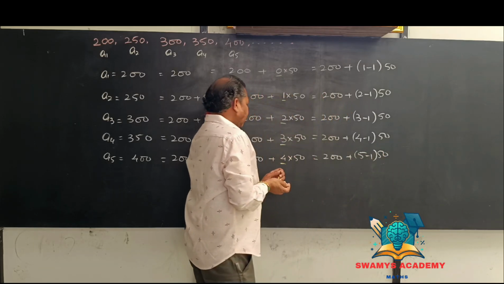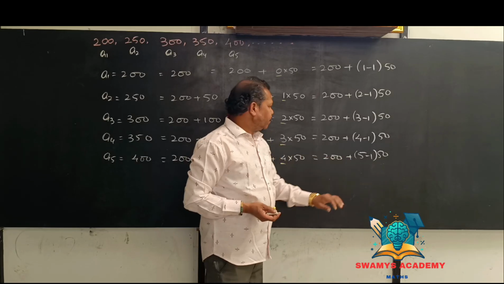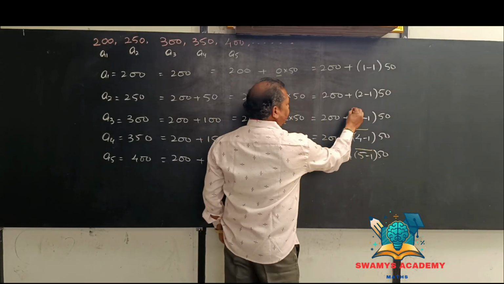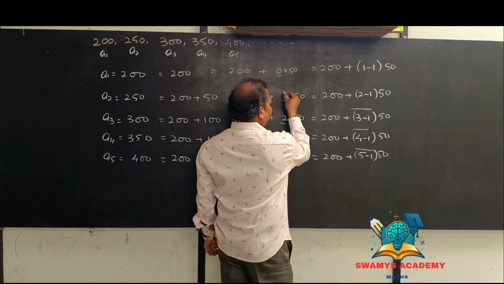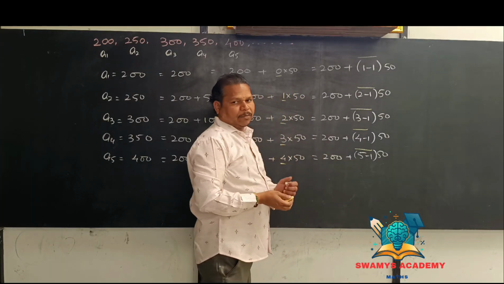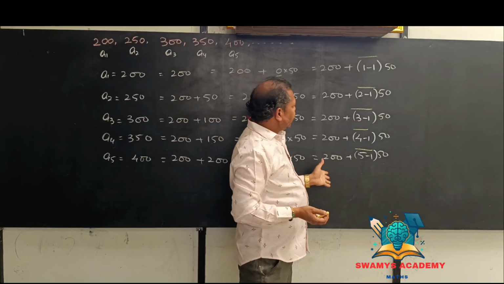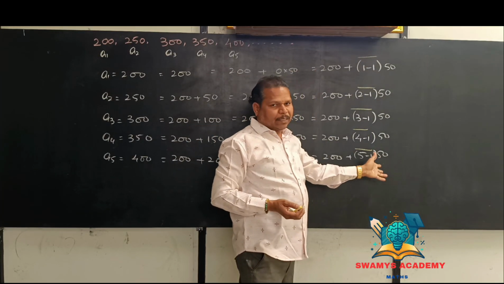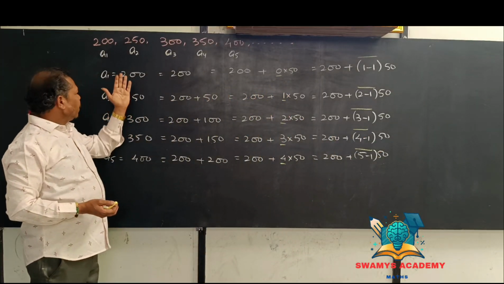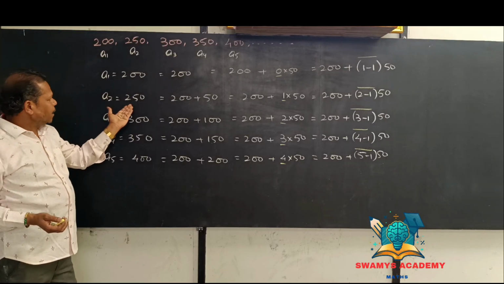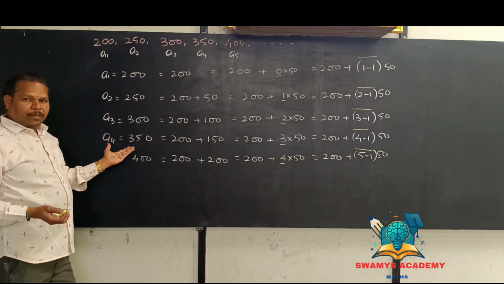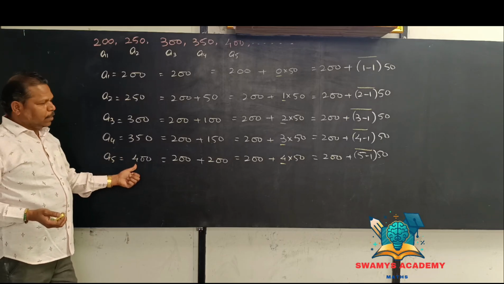So once again, in the 4 place what you can write here is 5 minus 1. In the 3 place, 4 minus 1. In the 2 place, 3 minus 1. In the 1 place, 2 minus 1. And in the 0 place, 1 minus 1. Remaining all same. 200 is same and 50 is the same. And this will give the same answer. Means in the first case we'll get 200, second case 250, third case 300, fourth case 350 and fifth term 400.